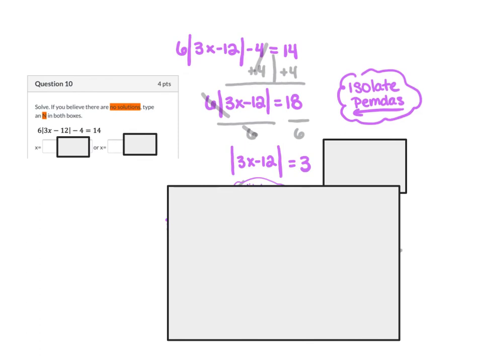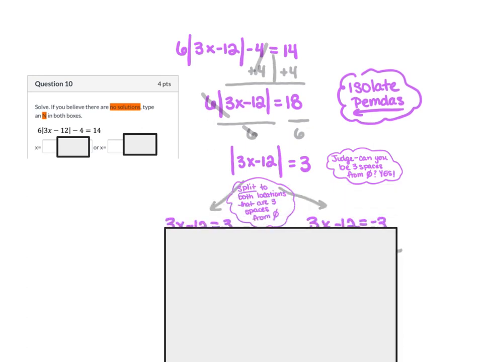And that leaves me with this line here. The absolute value bars are isolated, so that step is complete. And now I move on to the judge step. And this is where I ask, is it possible for something to have a distance of 3 spaces from 0? Can you be 3 spaces away from 0? And the answer is yes, because you can always have a positive distance. Therefore, we have to now move on to the next step, which is to split.